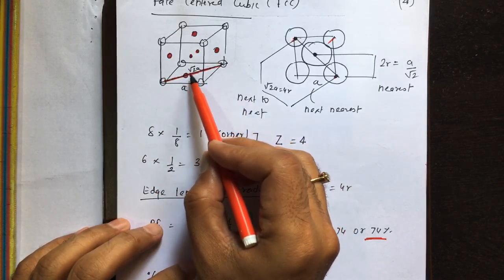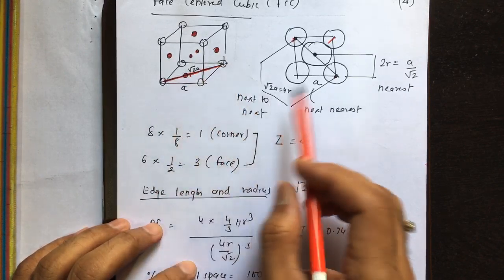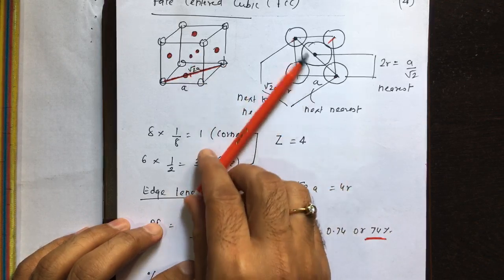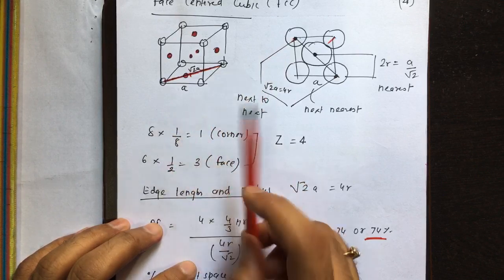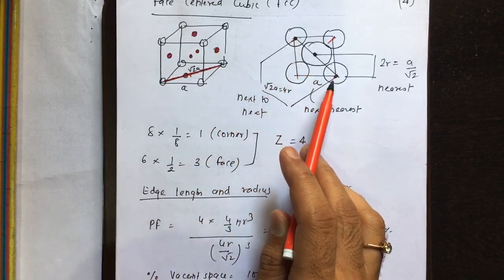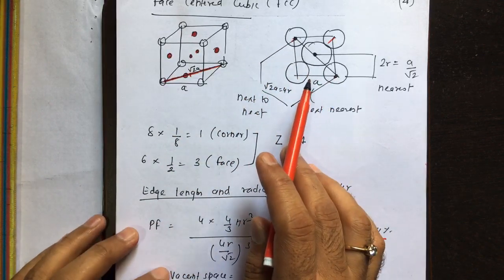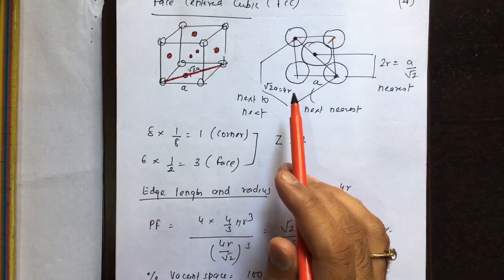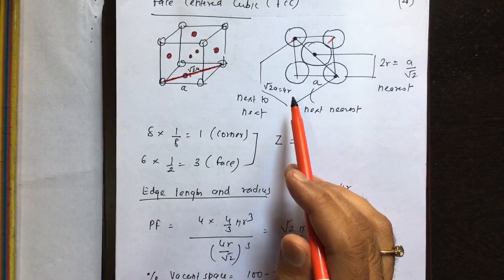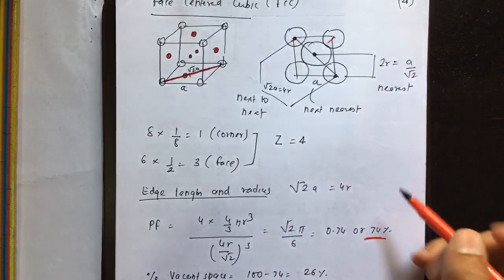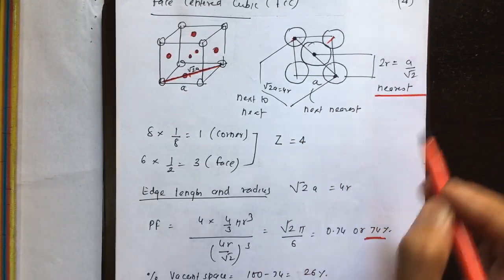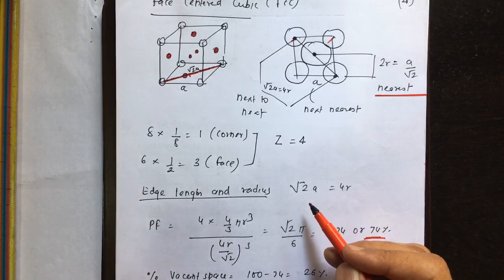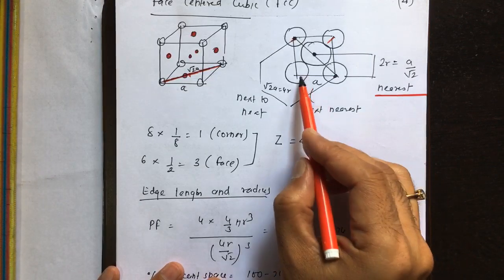This sphere is present at 2r. This is r and this is r. That is what I have shown you here. This is 2r, this is r and this is r. So what will happen? This is root 2a is equal to 4r. This is the face diagonal. Root 2a is equal to 4r. If root 2a is equal to 4r, then 2r will be equal to what? a by root 2. This is called the nearest neighbor. Nearest neighbor is a by root 2. Next nearest neighbor will be a.